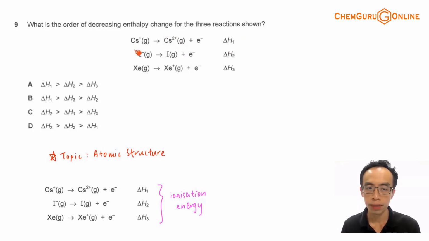We have Cs+, plug out 1 electron to form Cs2+ plus electron. I-, plug out 1 electron to form iodine plus electron. And we have xenon, plug out 1 electron to form Xe+ plus electron. You notice what we are doing for all these 3 processes is I'm just removing the electron from the species, and therefore this is linked to ionization energy. It's equivalent to energy required for me to remove 1 electron from each of these species. Again, the topic tested in this question will be under atomic structure.